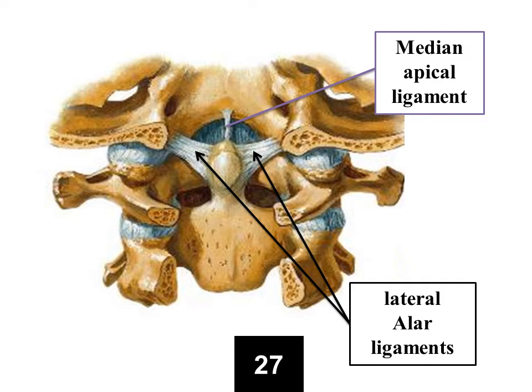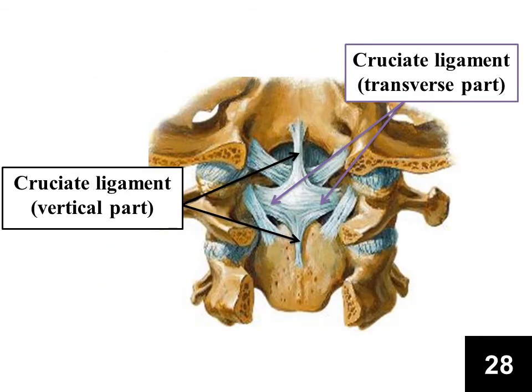Now here you can see the apical ligament which passes from the apex of the dens, or odontoid process, to the anterior margin of the foramen magnum, and lateral to it you can see the lateral alar ligament passes into the medial side of the occipital condyle. Okay, now here you can see the cruciate ligament, which is formed like a cross, with vertical and horizontal parts. The vertical part we see from the body to the basilar part of the occipital bone.